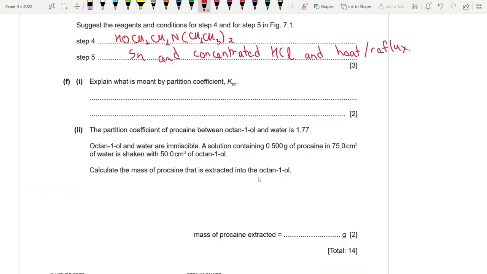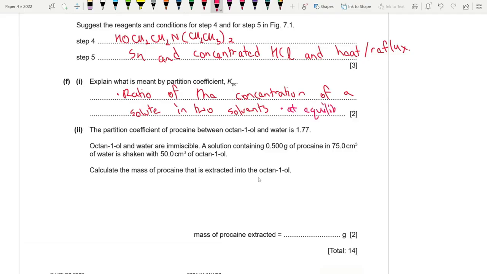Okay. Last one. Explain what is partition coefficient. Really important definition. It is the ratio of the concentration of a solute in two solvents. Okay, you get 1 mark for that, and then you need to mention at equilibrium. This is very, very important. Okay, that's the second mark.